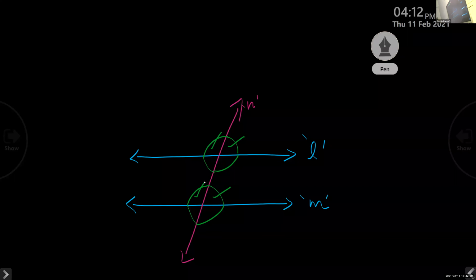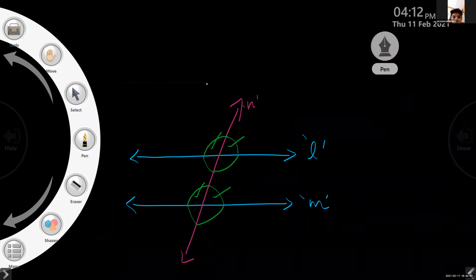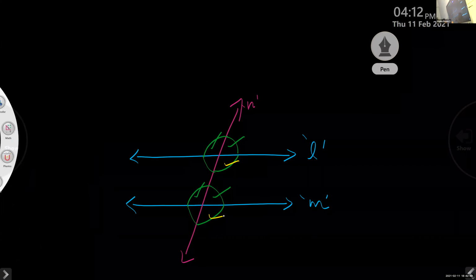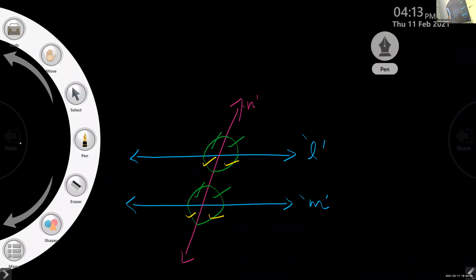Those are corresponding angles. Again, at the bottom, they are also corresponding angles. You can see these angles are also corresponding angles. Angles which lie on the same side of the transversal, as well as either on the bottom of the line or on top of the line, are known as corresponding angles.